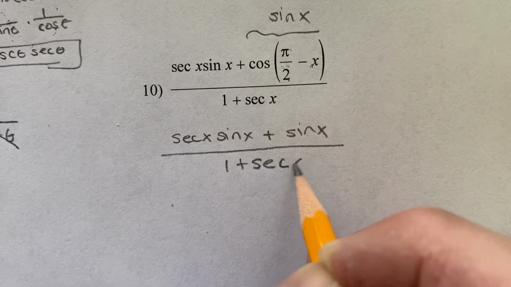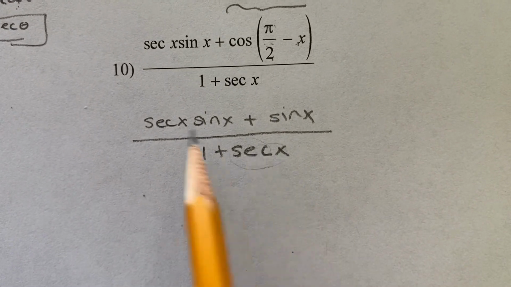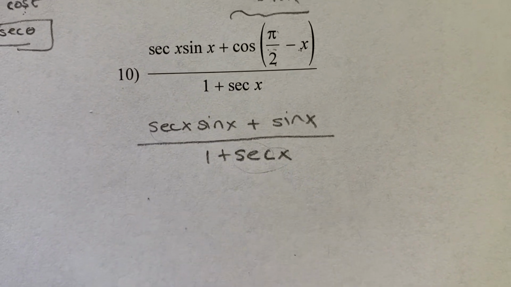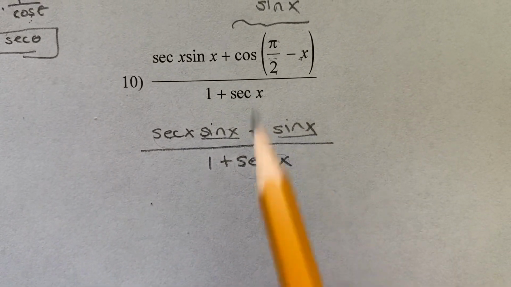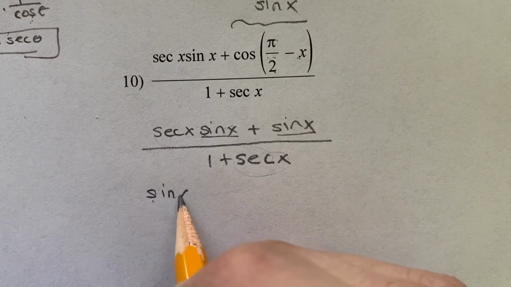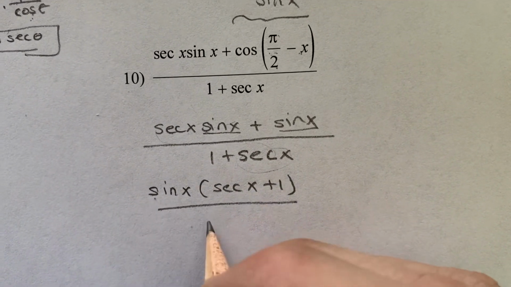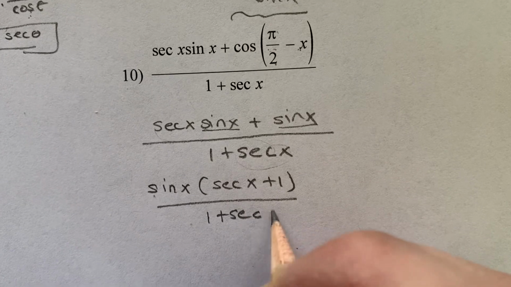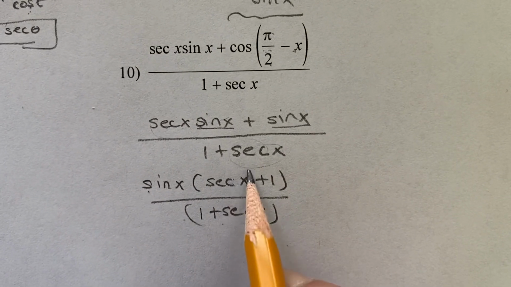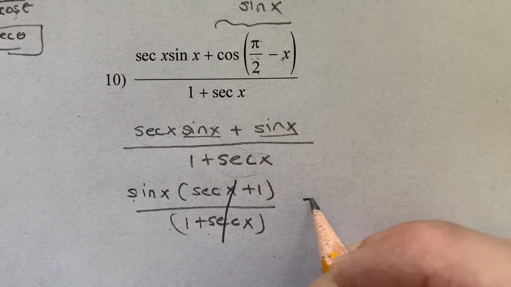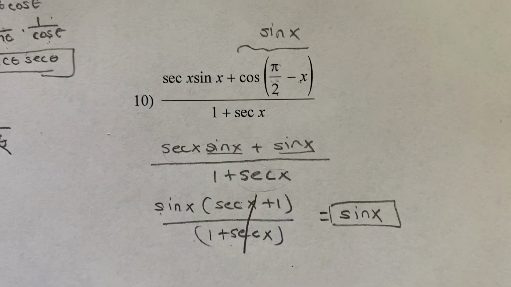And so at this point, you might be tempted to convert this to 1 over cosine, then have a complex fraction. But recognize that there's a sine x here in the numerator. Why don't you just factor that out? As soon as I factor that out, notice I have this term and this term on the numerator and denominator. They will just cancel. So your final answer in this case is just sine x.